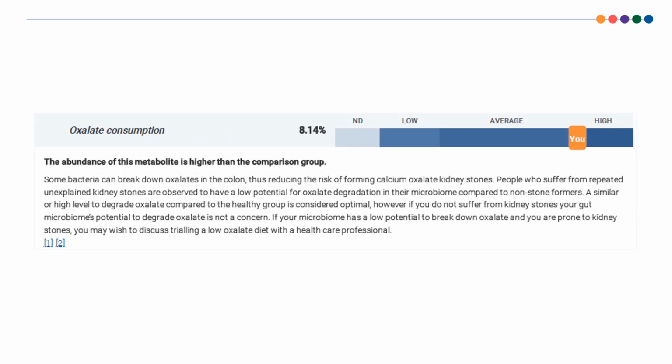Oxalates from our diet can become calcium oxalate kidney stones if they are not metabolized properly by the microbiome. Here, an ideal finding is an average to high potential to break down oxalate, so in this example, the patient is in a good range. If the potential is low and the patient does not have kidney stones, this may not be an issue. If the patient does have kidney stones, a low oxalate diet may be beneficial. Our NutriVal or Metabolomix Plus profiles assess metabolites within the glyoxylate pathway, including oxalic acid.